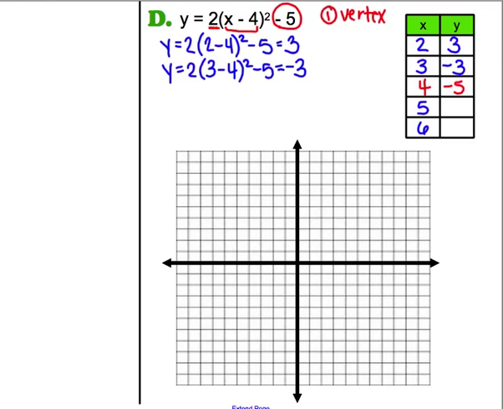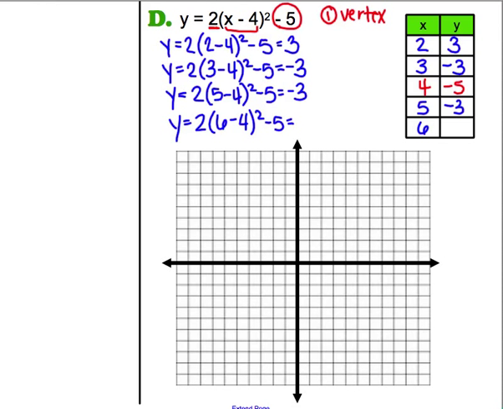And if you ever start seeing your patterns right away, please feel free to fill them in. y equals 2 times (5 minus 4) squared minus 5. 5 minus 4 is 1. 1 squared is 1. 1 times 2 is 2. 2 minus 5 is -3. And then finally, y equals 2 times the quantity (6 minus 4) squared minus 5. 6 minus 4 is 2. 2 squared is 4. 4 times 2 is 8. 8 minus 5 is 3.